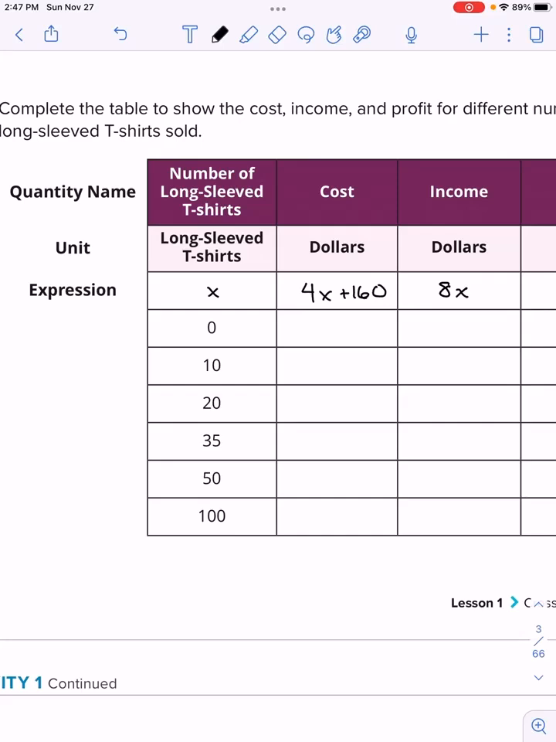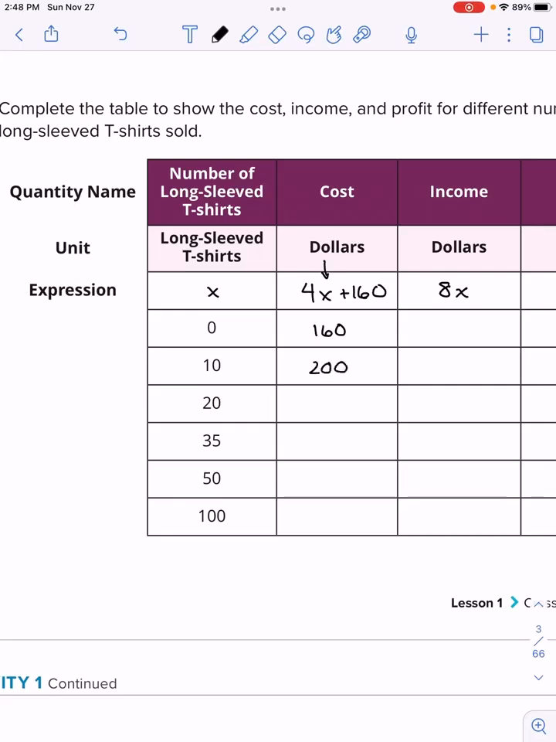If I plug in 0 for x, 4 times 0 is 0, and 0 plus 160 is just 160. So it's going to cost $160 to purchase no shirts. For 10 shirts, we'll plug that in for x: 4 times 10 is 40, and 40 plus 160 is 200.